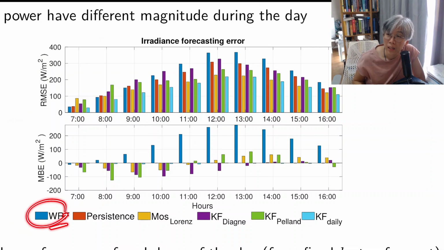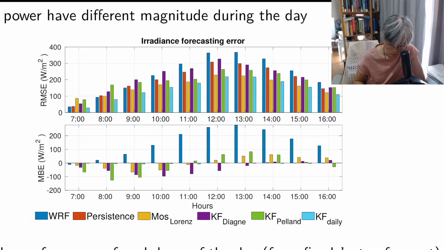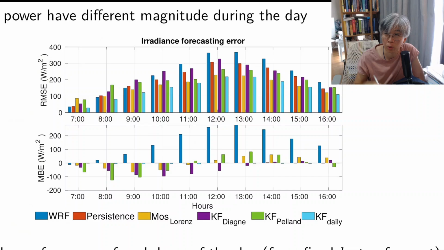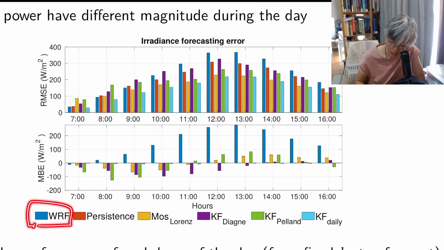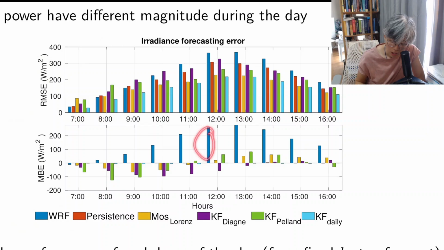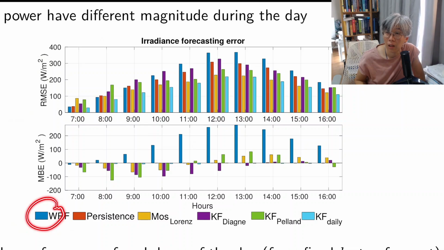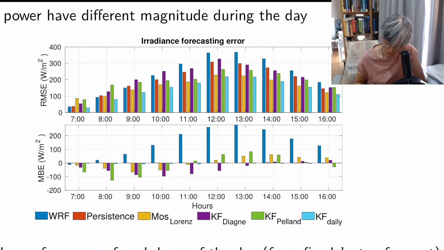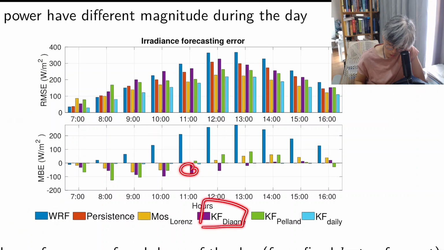This is WAF, a numerical weather prediction model. It's a model that atmospheric forecasting centers have been using to give you weather forecast information, so it's considered a physical model. You can say that because the MBE is positive, this model tends to overestimate. And you see some negative values from this other model.